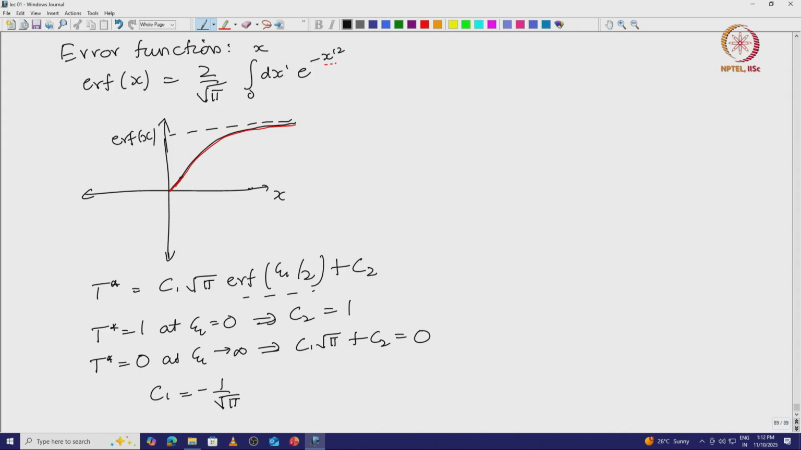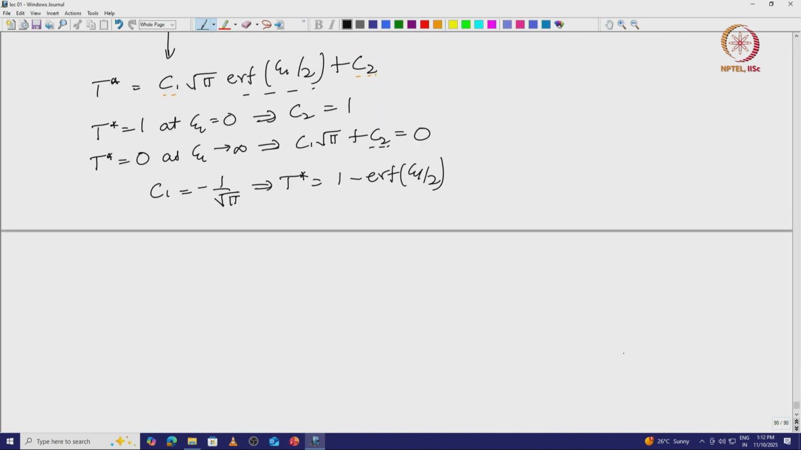Substituting here C1 is equal to minus 1 by root pi, C2 is equal to 1, the final expression for the temperature field becomes T star is equal to 1 minus error function of psi by 2. So, this is the equation for the temperature field. T star is equal to 1 minus error function of psi by 2, the scaled temperature field.